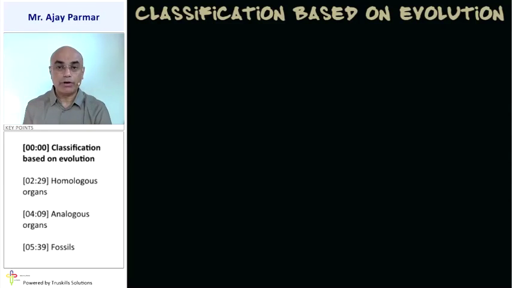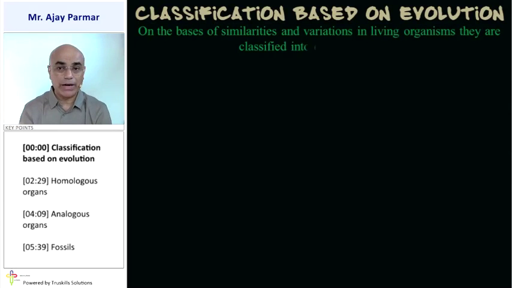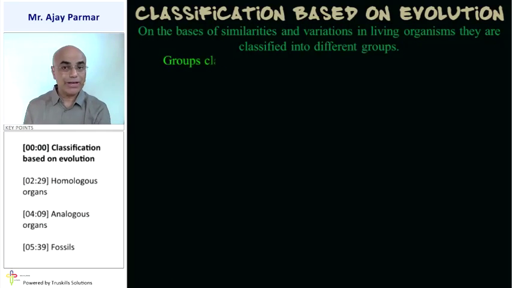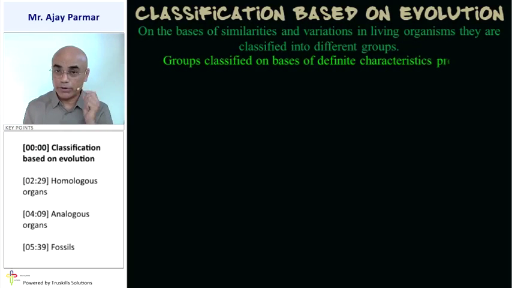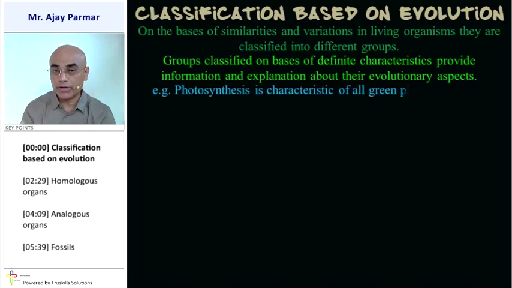Classification based on evolution. On the basis of similarities and dissimilarities, that is, variations in the living organisms, they can be classified into different groups so that we can understand or study them in a much better way. The groups are classified on the basis of definite characteristics that provide information about the evolutionary change that has taken place.